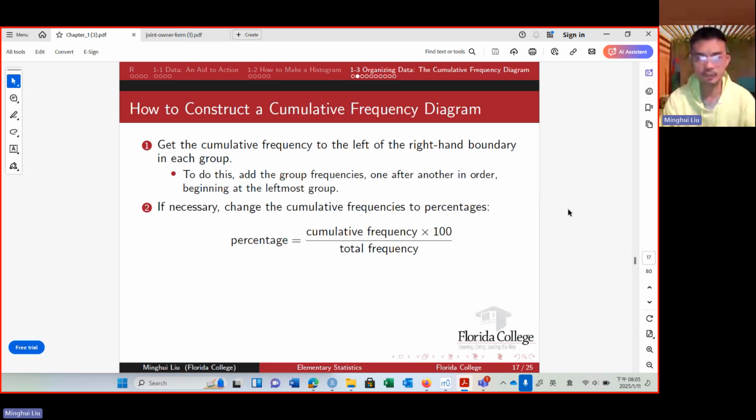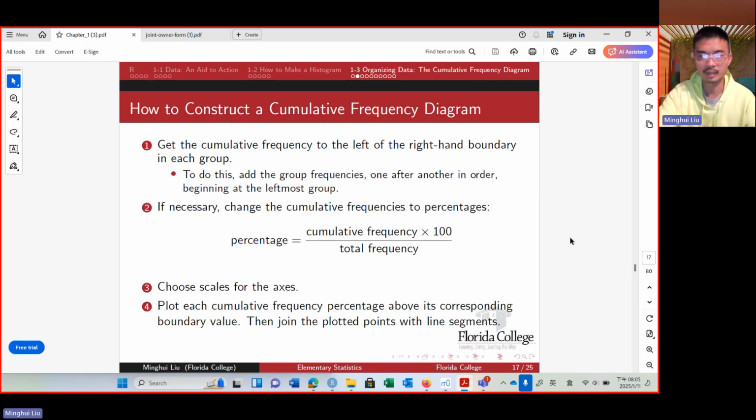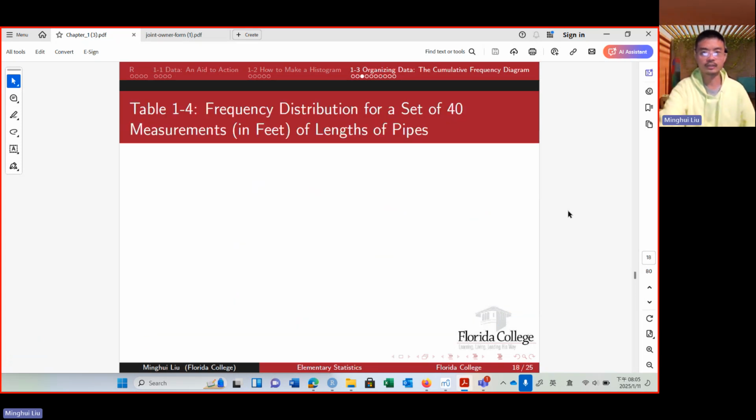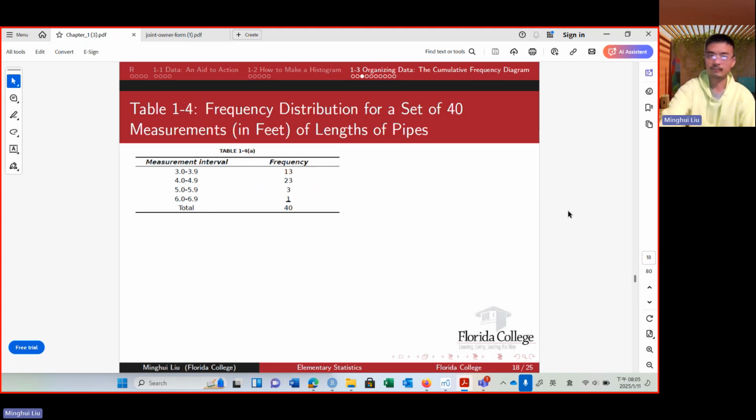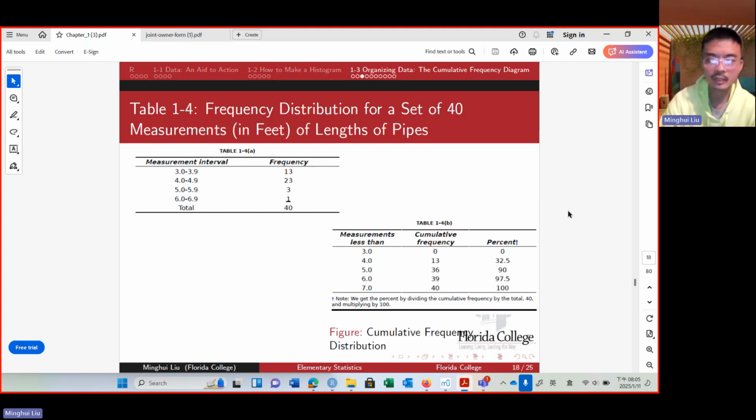And then, if necessary, we change the cumulative frequencies to percentages, and then we choose the scales for the axes, and then we plot all the points, and then join the plotted points with line segments. So this is how we're going to do it, and finally we label the figure clearly. So we're going to do the first step here. This is the raw data given, and now we can calculate the cumulative frequency. So we're going to use these boundary points 3, 4, 5, 6, 7.